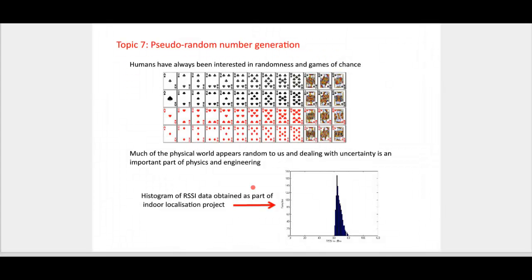Last topic, you'll be glad to hear. Topic number 7, pseudo-random numbers. Okay, so we live in a very random world. The world is very random. Random things happen all the time, and that's kind of fun. We use that to our advantage the whole time.